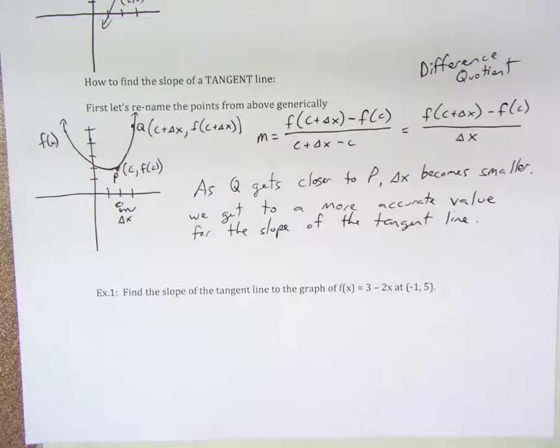So now we can clean this up. We have the limit as delta x approaches 0. Let's distribute the negative 2. So 3 plus 2 minus 2 delta x minus 5. I'm going to go through the manipulation a little quickly here. 3 plus 2 is 5 minus 5, so the 3 plus 2 and the minus 5 cancel. So we're going to have the limit as delta x approaches 0. The 5's cancel, so you have negative 2 delta x over delta x.